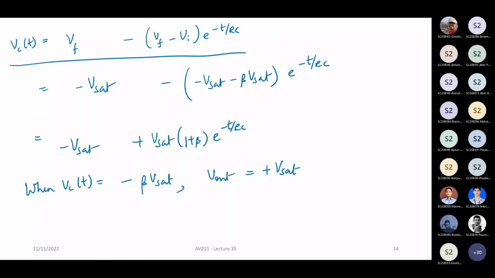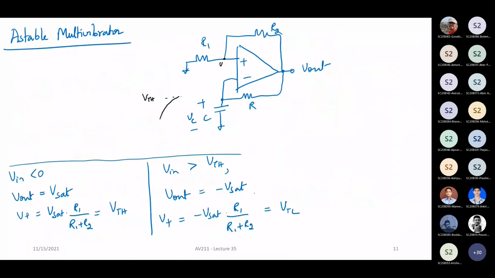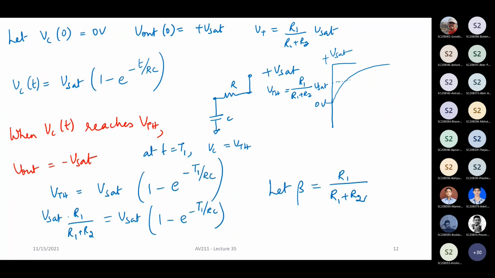Now, what are you seeing here? You're beginning to see a pattern. The capacitor is charging if it is plus Vsat, and then it flips the sign. Once it flips the sign, it's going to discharge and come to the VTL value and again flip the sign. So if you leave it to run, your output is going to be switching between plus Vsat and minus Vsat. All right. Now, what is the time period and other things we will calculate in tomorrow's class.